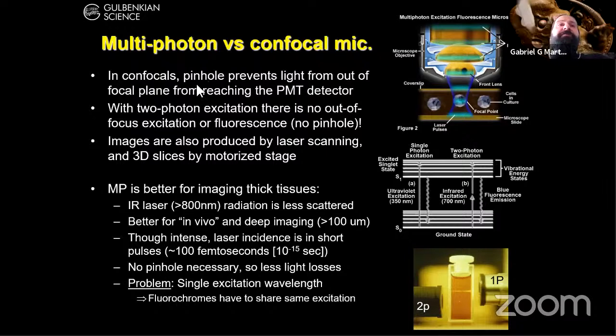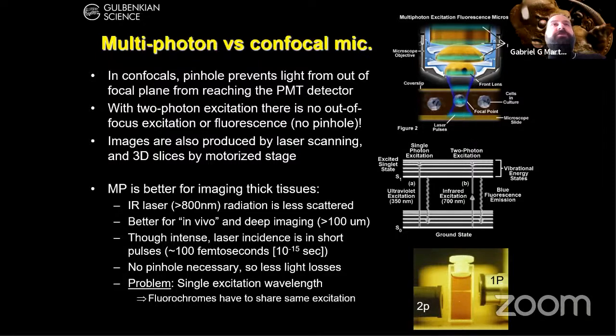So by using infrared light, we take advantage of the fact that infrared light goes deeper and scatters less inside biological material. But we still have this problem. We need to excite our GFP molecules, which is normally what we have inside biological materials. And how can we do that? Blue light is more energetic than red light. And there's a relationship between the wavelength and the amount of energy that it has. In summary, you can just say that half of the wavelength means twice the energy.